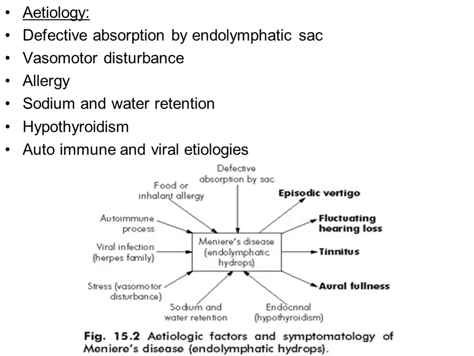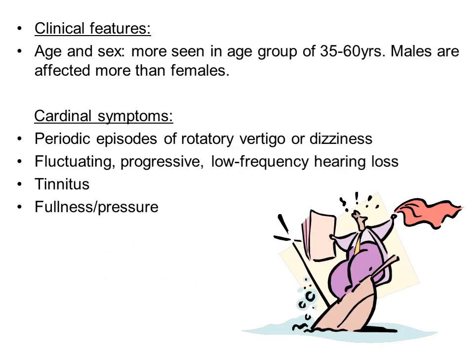Okay, coming to the etiology, there are two possibilities. One is increased production, another one is decreased absorption of the endolymph. Increased production may be due to viral etiology, autoimmune, hypothyroidism, sodium and water retention, allergy, or even vasomotor disturbance. Decreased absorption may be due to any defect in the endolymphatic sac. So all these conditions may lead to hydrops.